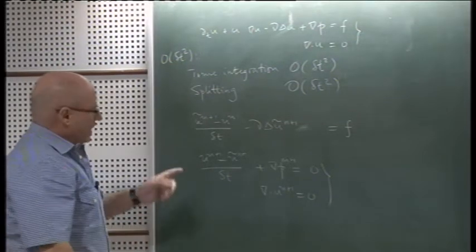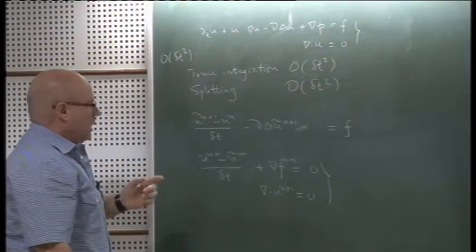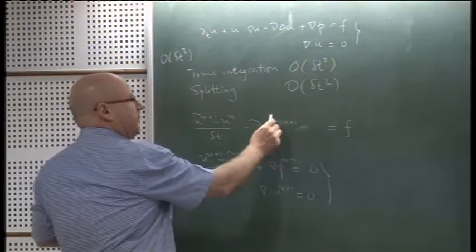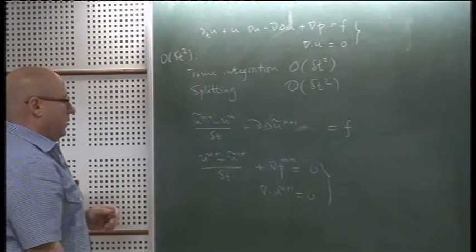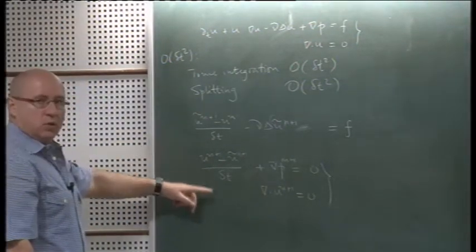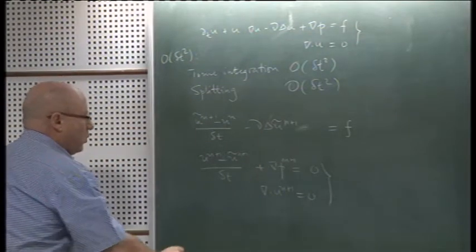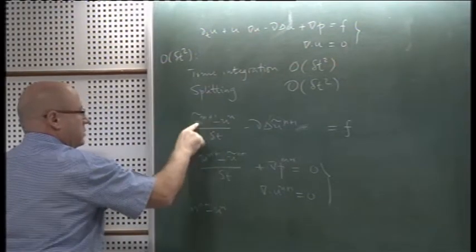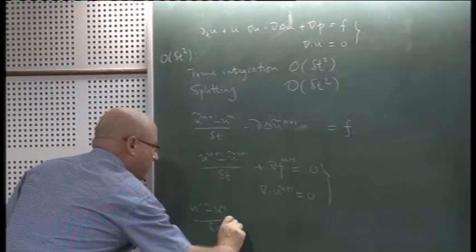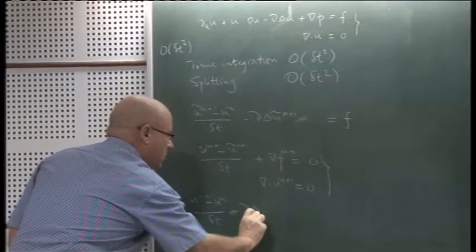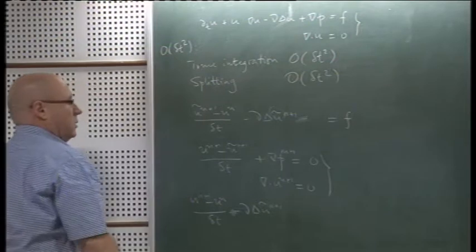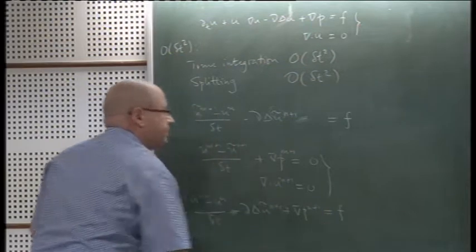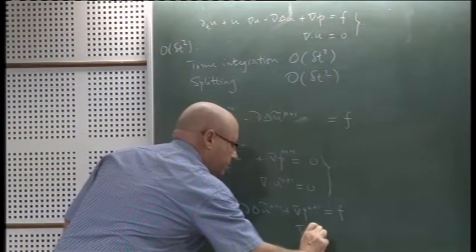Okay, so what happens with the splitting error? This is the error that comes from the fact that I have separated the equations, in fact, from taking here the intermediate velocity. Let's see what happens if we add the two equations. If we add the two equations, we have (u^{n+1} minus u^n) over delta t, because this cancels with this, minus nu Laplacian of u tilde^{n+1}, plus the gradient of the pressure at n+1 equal to f, and divergence equal to 0.